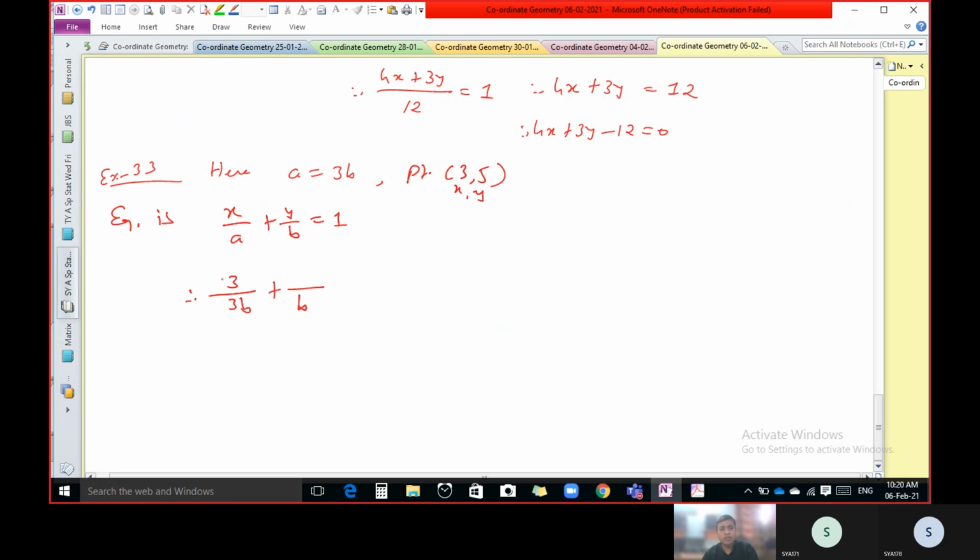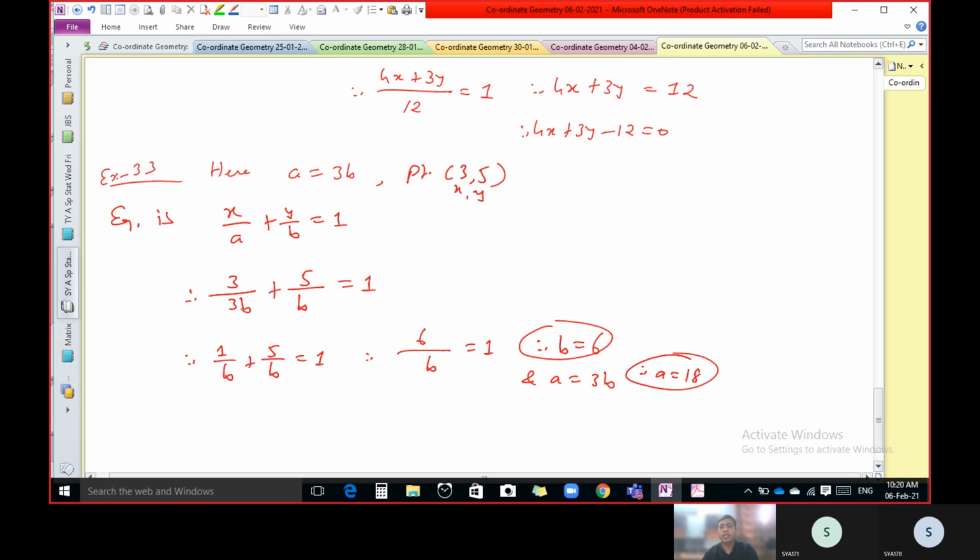So in place of x write 3, and in place of y write 5, equal to 1. You can cancel this 3. So we get 1 upon b plus 5 upon b equal to 1. Take b as LCM and take b to the other side. So we get b equal to 6, and a equal to 3b, therefore a equal to 18. So now we know the values: a is 18 and b is 6.